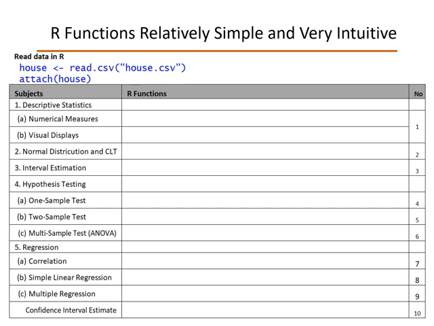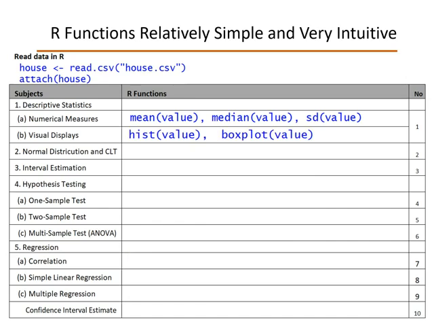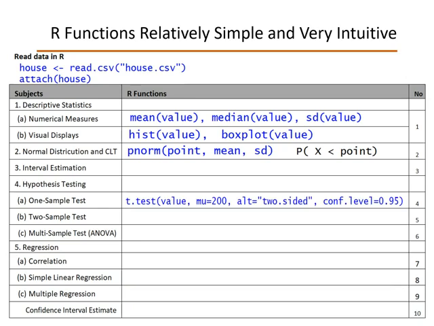For example, for the numerical measures, mean, median, and SD, standard deviation functions are used. For visual displays, histogram and box plot functions are used. To calculate the cumulative probability for a normal distribution, the pnorm function is used. For a two-sided hypothesis testing problem with mean equal to 200, the t.test function is used.